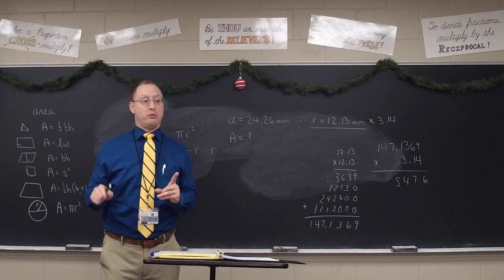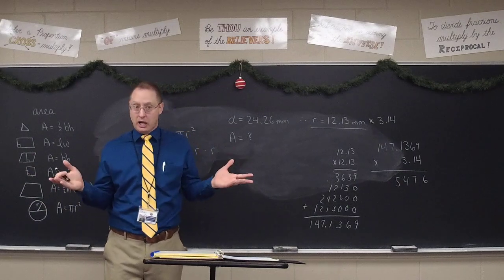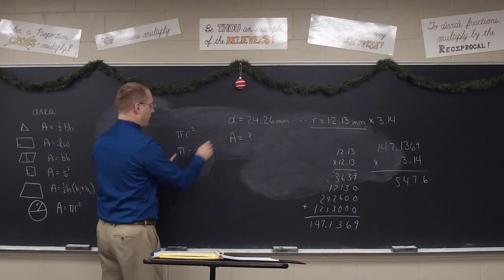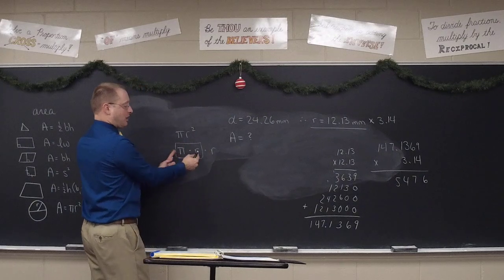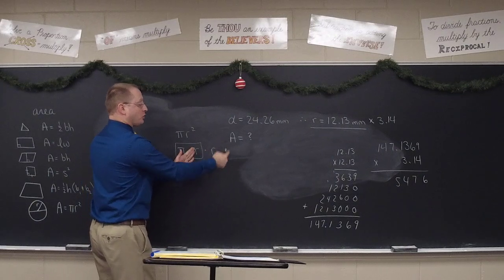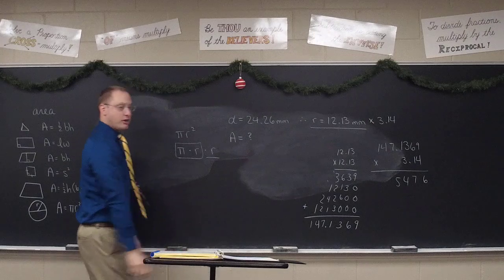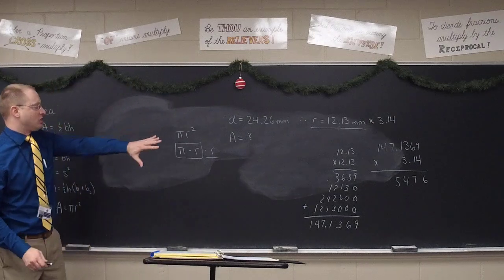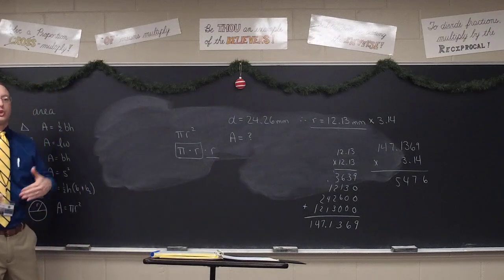You can also multiply out of order. 2 times 5, 5 times 2, no big deal, right? Well, if you multiplied r times pi, you've already done this much. Just multiply whatever your answer is by another r. So take whatever your answer is, just multiply by 12.13. Don't start the whole thing over again.